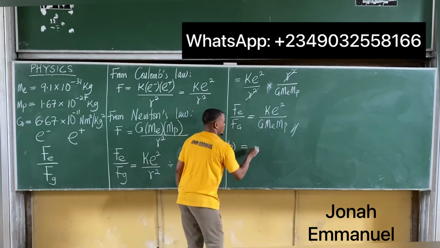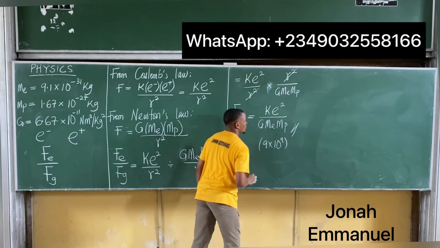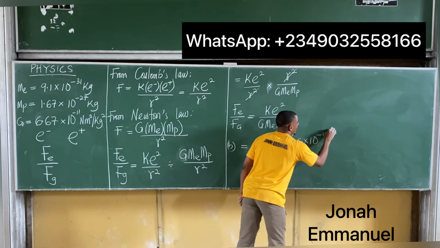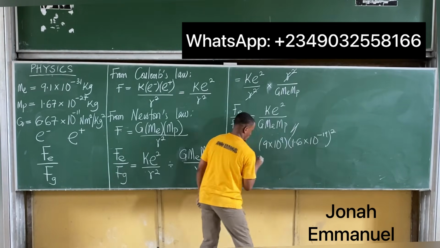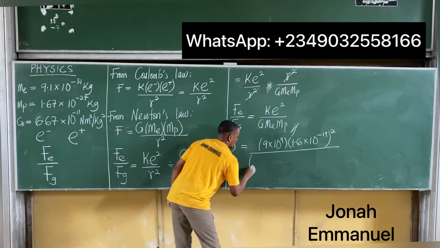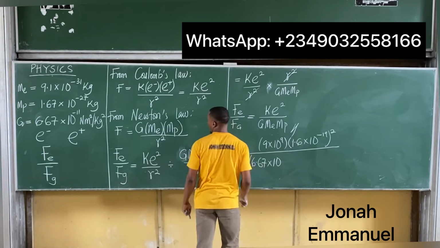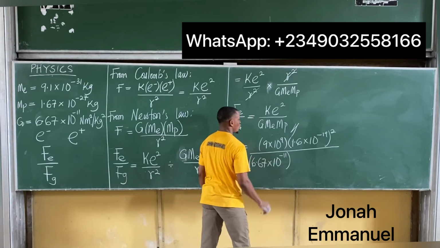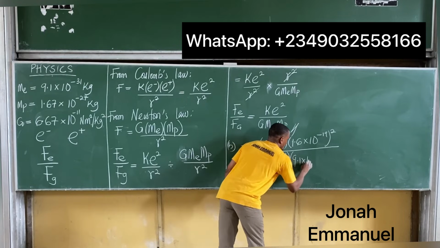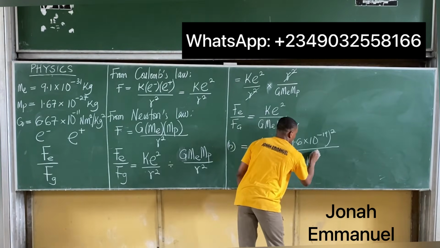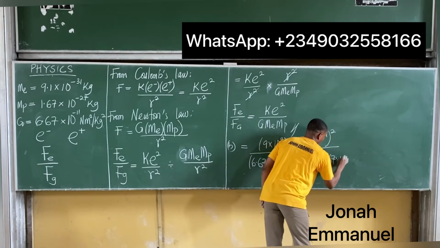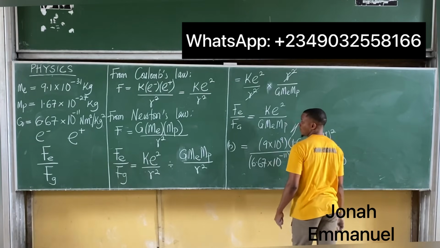And that's equal to K, which is 9 times 10 to the power 9, into E. We said E is a constant, 1.6 times 10 to the power minus 19, all squared, because it's E squared, so this squared, all over G. Here's G, 6.67 times 10 to the power minus 11, into Me, mass of electron, 9.1 times 10 to the power minus 31, into mass of proton, this one here, 1.67 times 10 to the power minus 27.